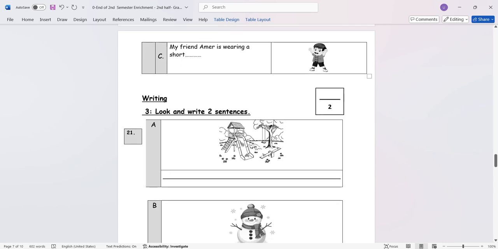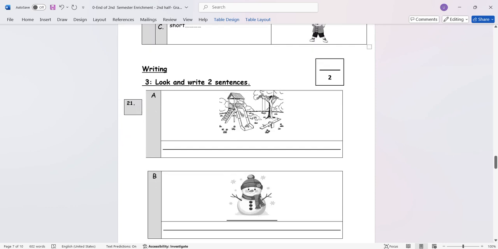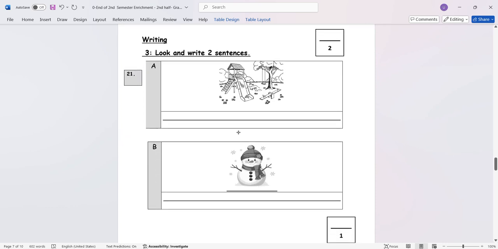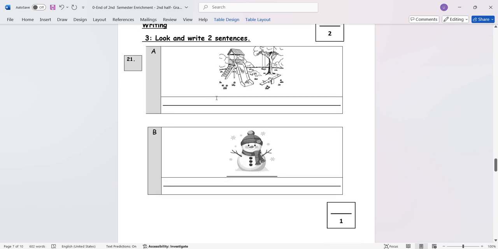Okay, we move to writing number 3. Look and write 2 sentences. For example, what can we see here in the picture? We can see a park. So we can say, it's a nice park. It is a nice park. So what can we write about this picture? We can say it's a nice park.